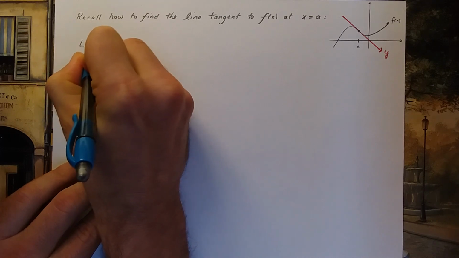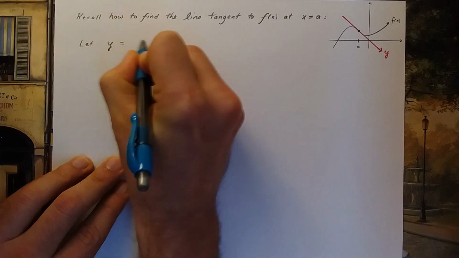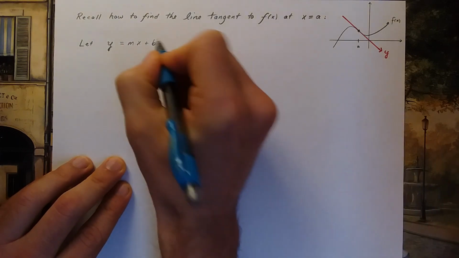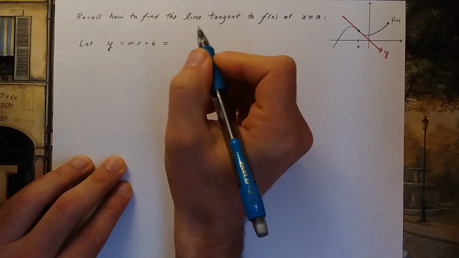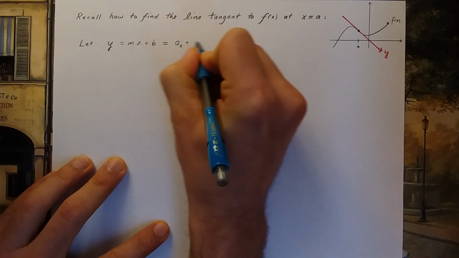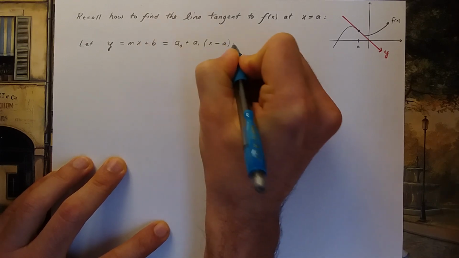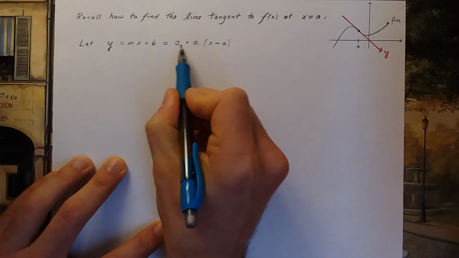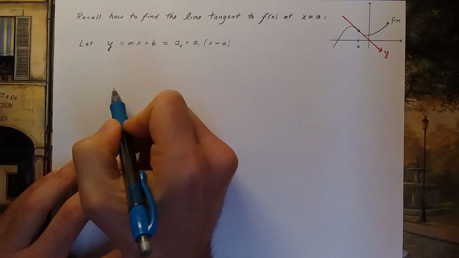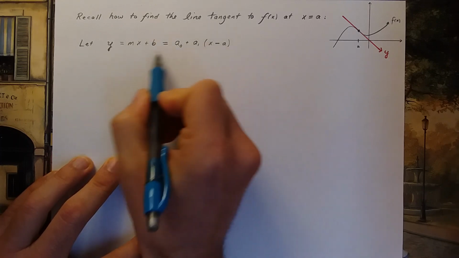We can let y be our line. Now, some people like to write the line as mx plus b, but for us in this class, it's going to be more convenient to write lines in this form: a0 plus a1 times x minus a. a0 and a1 are unknown constants, just like m and b are unknown constants. So these two forms of a line are the same, just written in a different way.